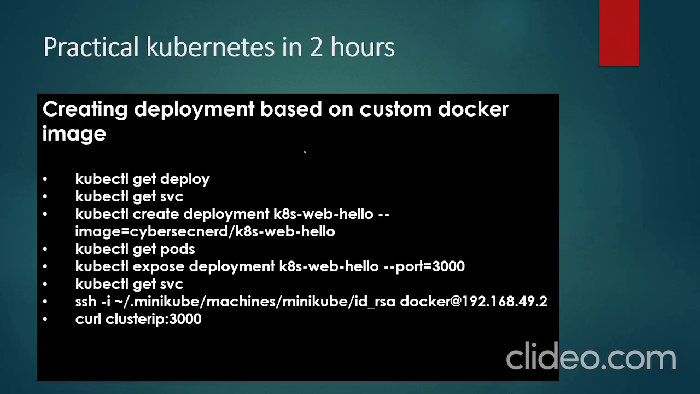Hello friends. In this section, we are looking at how to create a deployment using a custom Docker image, which we have already pushed to our Docker Hub repository. If you recollect my previous demonstration, we successfully built an image and pushed it to the Docker Hub repository. So let's try to do that.